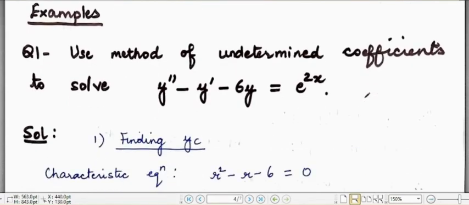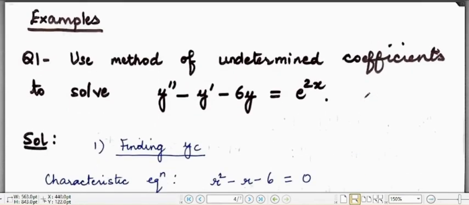So now let's look at some examples to understand the technique better. The simple ones first; the non-simple ones will be done in the next video, where I'm going to discuss some miscellaneous problems, so that looking at the question, you can decide whether it's a simple problem or a non-simple problem and accordingly guess your trial yp.